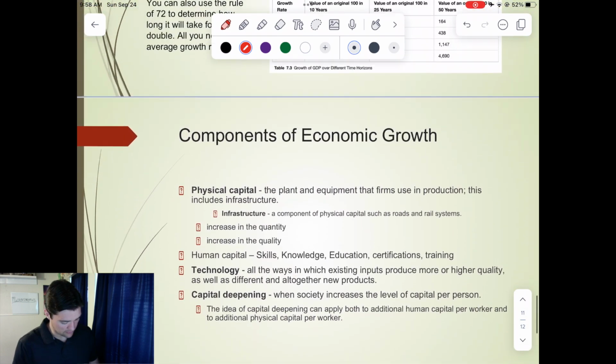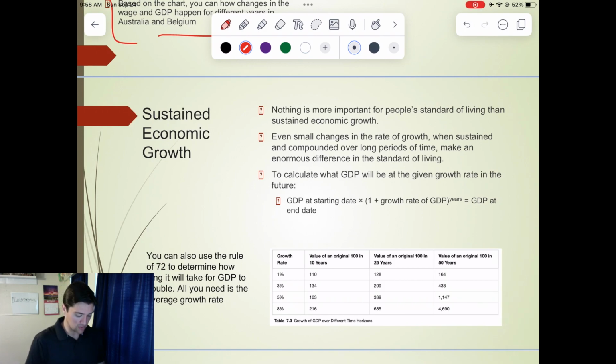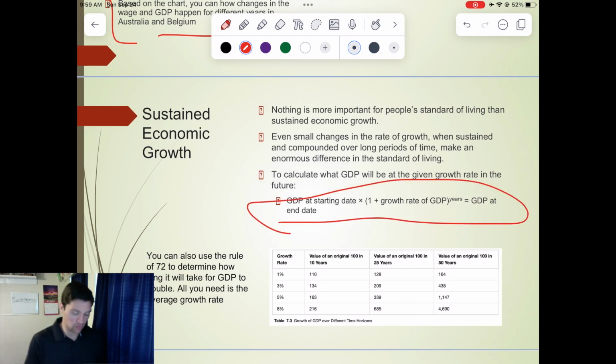Now, how can we have sustained growth? Nothing is more important to a person's standard of living than sustained economic growth. So we do want to continue growing, and we want to make sure that we continue growing. Even small changes in the rate of growth, when sustained and compounded over long periods of time, make an enormous difference in the standard of living. Because you're growing at 3% every year, over time, every time you increase 3%, this is increasing even more 5 years down the line, 10 years down the line. Using this growth formula, which is kind of like the percent change, all you're doing is taking the GDP where you start, multiplying it by the growth rate, and then raising it to how many years you want to go.